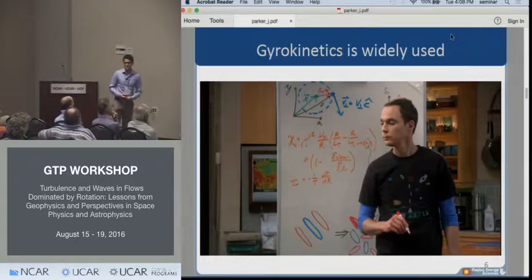Gyrokinetics is widely used. Even Sheldon, from the Big Bang Theory, is analyzing a particle motion in a magnetic field.